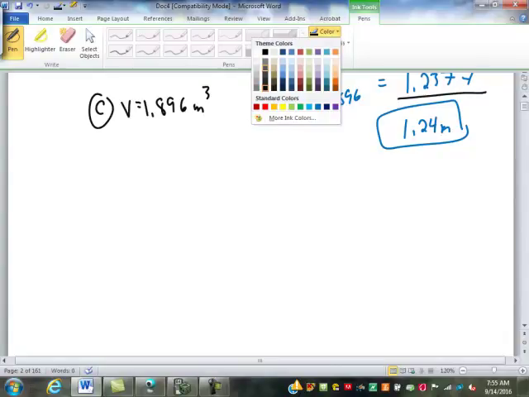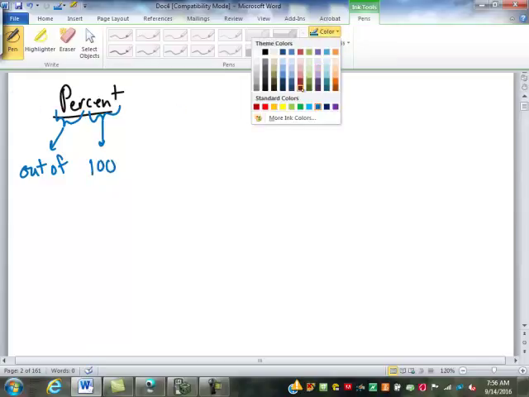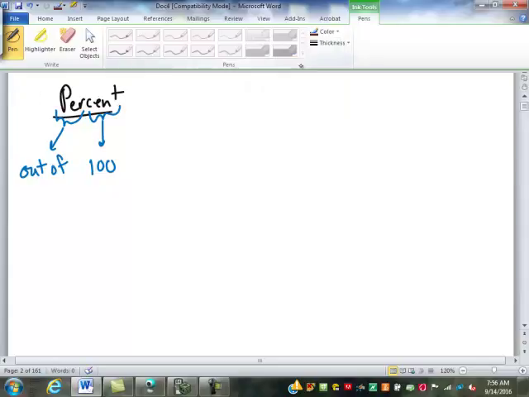Our next topic for the course, we're going to be starting in on percents. To understand percents, we have to understand the word percent. Percent is actually 2 words. Per, if you think miles per gallon, miles per hour, that means for each or out of. And cent. Think of pennies in a dollar, cents in a dollar, years in a century. That's 100. So percent literally means out of 100.